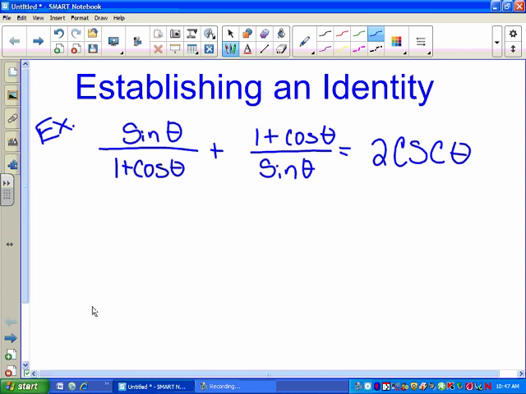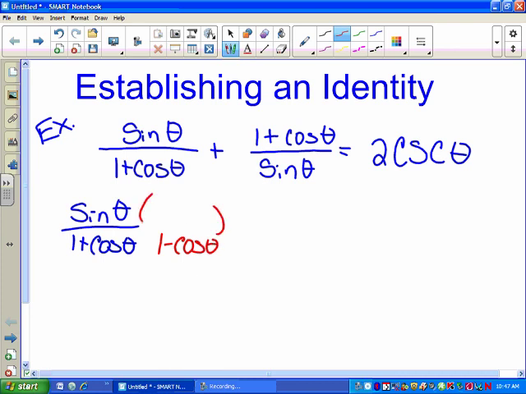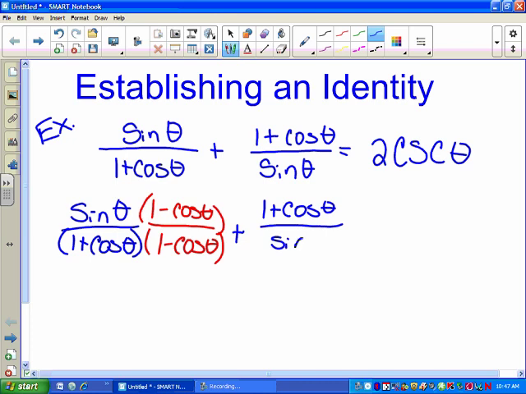Watch this. What we're going to do is take our sine theta over 1 plus cosine theta, and multiply it by the conjugate of the denominator. What is the conjugate of 1 plus cosine theta? 1 minus cosine theta. And of course, if I multiply the bottom, I have to multiply the top. 1 minus cosine theta. I'm going to put some parentheses over here so you make sure that you understand you have to FOIL that when you multiply. Plus 1 plus, I'm not going to do anything to this right now.